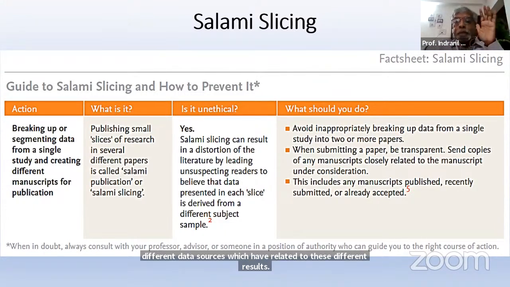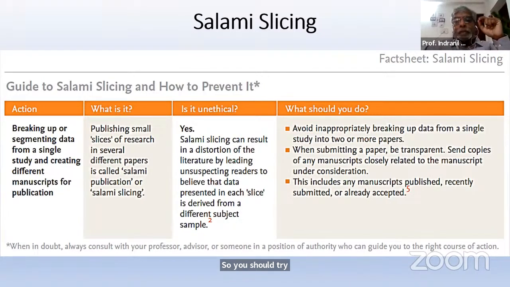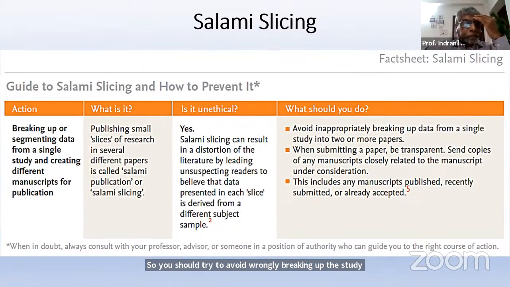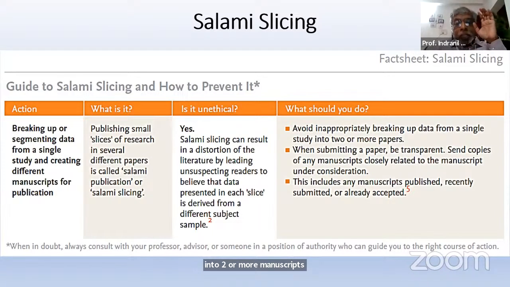So you should try to avoid wrongly breaking up the study into 2 or more manuscripts. The salami slicing today is a very big issue. And I must say that regulatory agencies are also to blame.